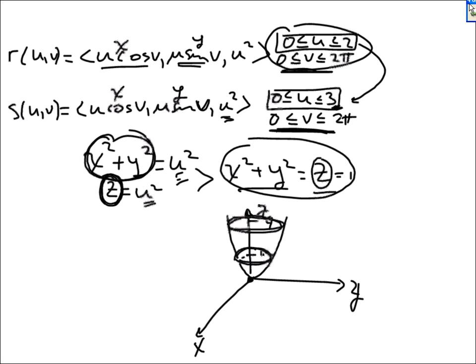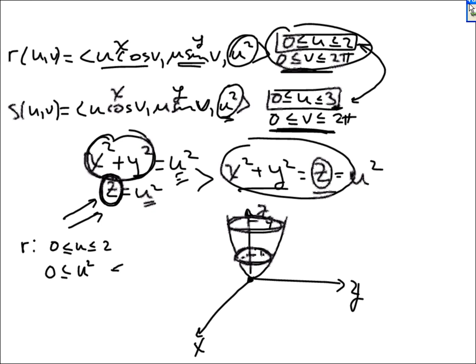Now, what's the big difference between u going up to 2 and u going up to 3? Well, remember that z equals u squared. It says it right here: the third component equals u squared. When it comes to r, u is in between 0 and 2. If you square both sides, then u squared is in between 0 and 4. But u squared is z. That is, z just goes up to 4, which is exactly what I drew over here. I said that mark up here was 4. I went up 4.